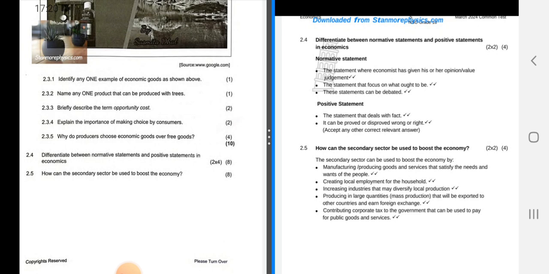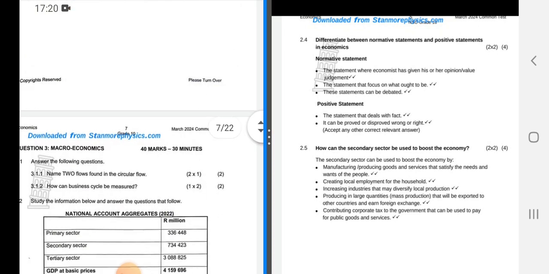that can be used to pay. So when you are producing in the secondary sector, you are able to contribute towards tax. And this tax will be used for public goods. So that is how we can grow the economy using the secondary sector. It's 8 marks, so meaning you need 4 points in full sentences.